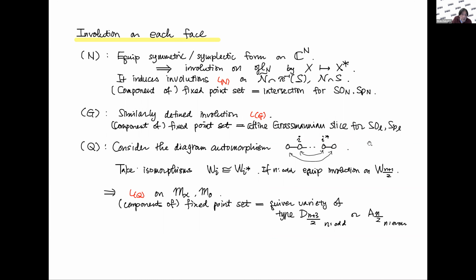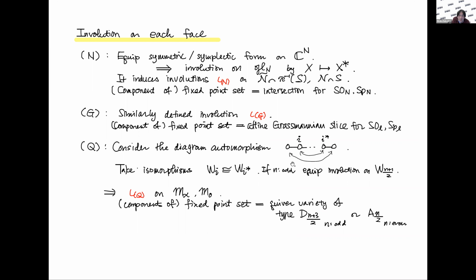And next one, the quiver varieties. The case of quiver varieties might not be so well known, but there is a standard one. We are considering type A quivers. So there's a diagram automorphism, represented in this figure, the symmetry along the middle. Then I use the notation that the vertex i is sent to vertex i star, right? So this is a pair of vertices. Then I choose an isomorphism between W_i and W_i star, the framing vector spaces at the corresponding vertices. And if N is odd, there is a middle vertex, which is fixed by this involution. Then I choose an involution on this vector space, or I regard this middle framing vector space as a representation of Z_2.